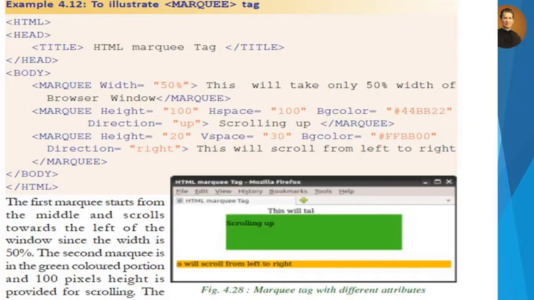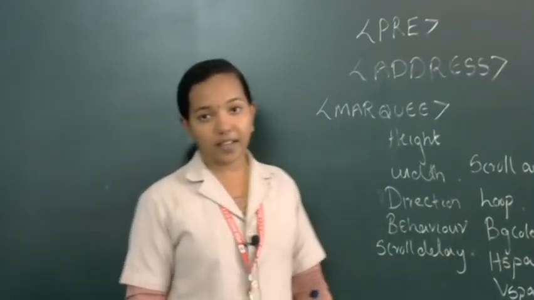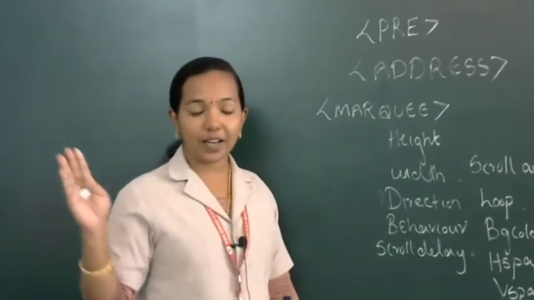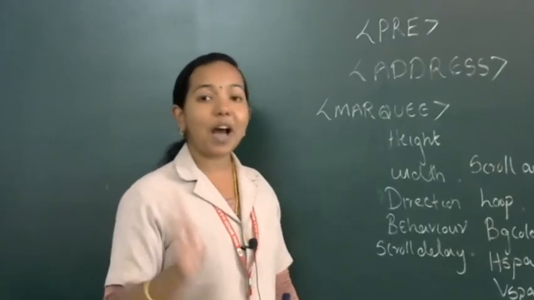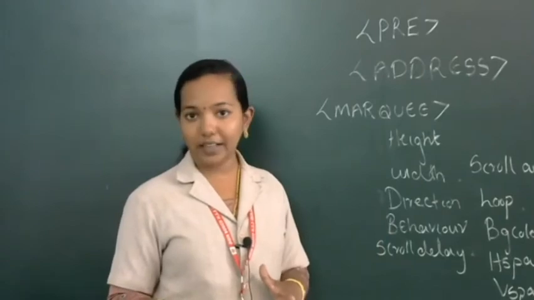Marquee is important because HTML is for your practical. So definitely a marquee question will come, and it is also a very important question for your theory. Clear? So again, I will repeat. Marquee means it is for scrolling text. For moving text, we are using the marquee tag. Marquee tag is a container tag. Opening tag and also closing tag will be there.